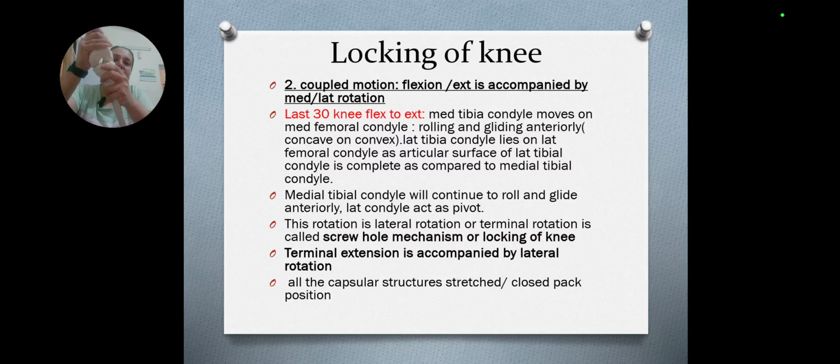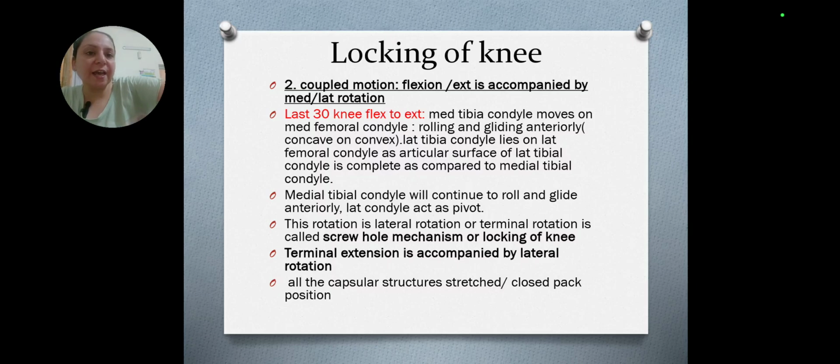In the last 30 degrees to extension, I am showing it in a larger form so that you can appreciate it. In the last 30 degrees of extension, the lateral condyle is acting as a pivot, and the medial condyle is moving a little bit. There is a kind of lateral rotation taking place with the medial condyle moving. That is called the screw home mechanism, or the locking of the knee.